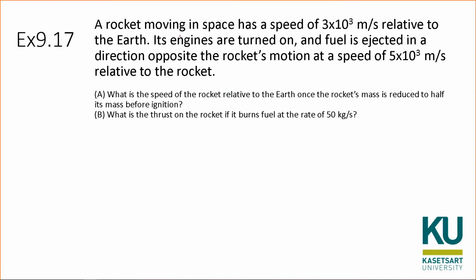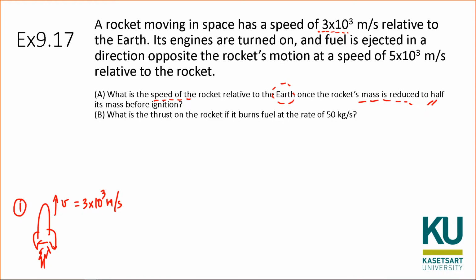A rocket is moving in space with a speed of 3 times 10 to the 3 meters per second. You would like to determine what? The speed of the rocket relative to Earth when the mass is reduced by half. That means initially you have the rocket getting out from the Earth's surface with a velocity of 3 times 10 to the 3 meters per second.